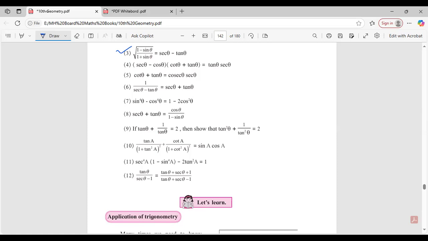Okay, eighth. You give it a try. Sec theta plus tan theta is equal to cos theta divided by 1 minus sin theta. You give it a try. Noted the question.